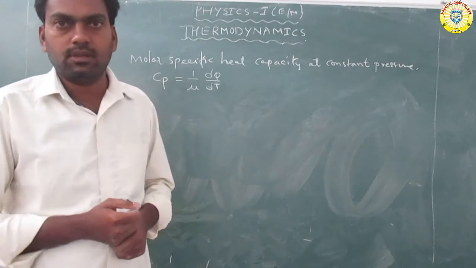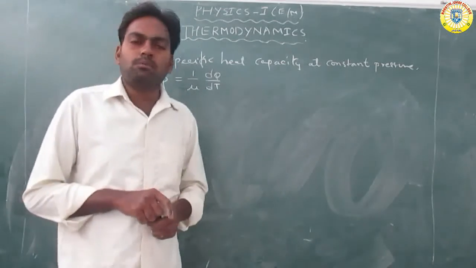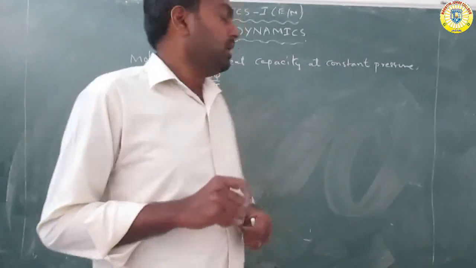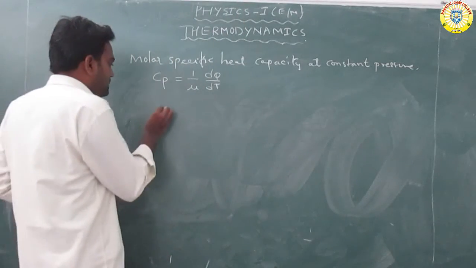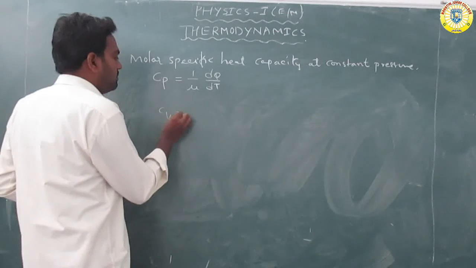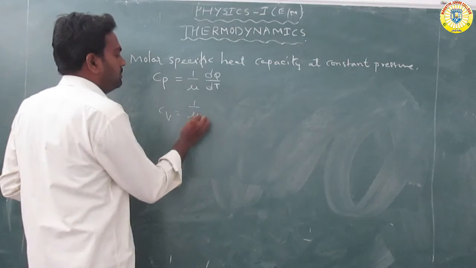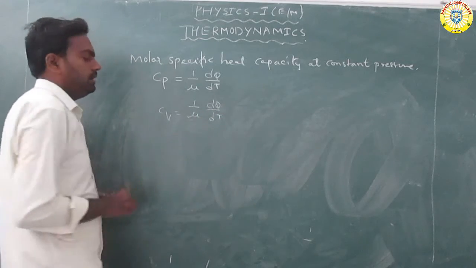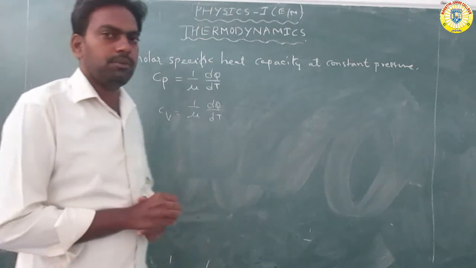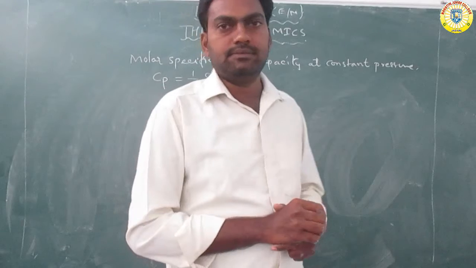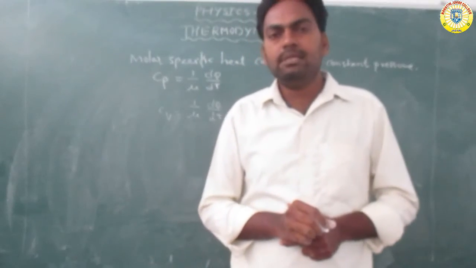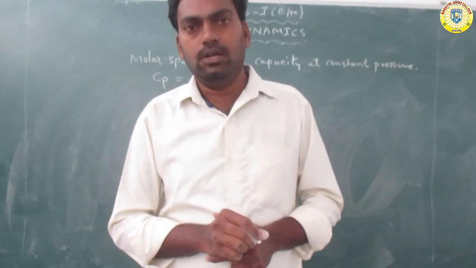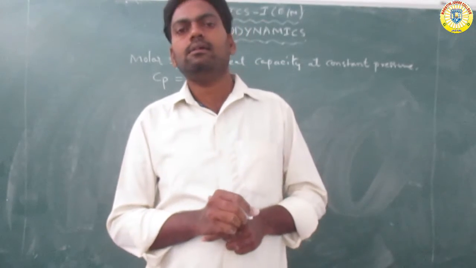Okay, got it. And the molar specific heat capacity at a constant volume is Cv, which is equal to 1 by mu dq by dt. Cv means molar specific heat capacity at a constant volume.